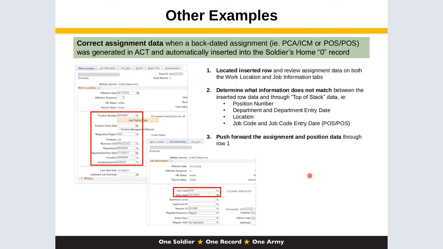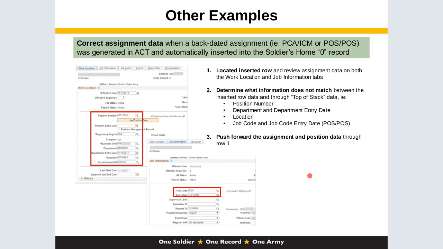Correct assignment data. This is an example where, let's say, a backdated assignment was created in ACT, and ACT generated and automatically inserted a row into the soldier's home record. This is one of those cases where, like I said, you want to check whether a row was inserted. If it's an inserted row dealing with assignments, you always want to go back and check ACT just to make sure it was properly completed within ACT.